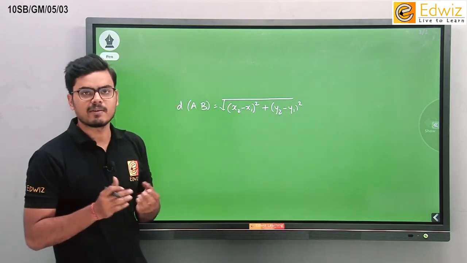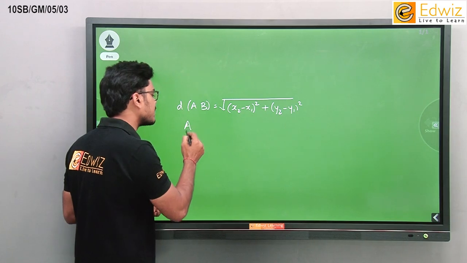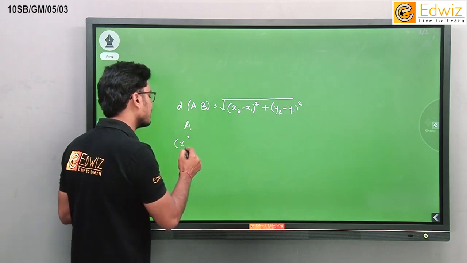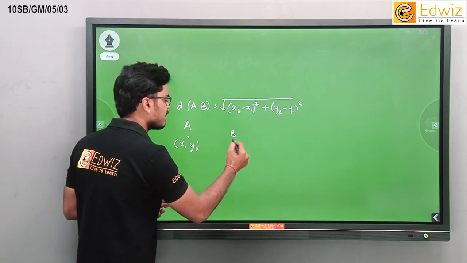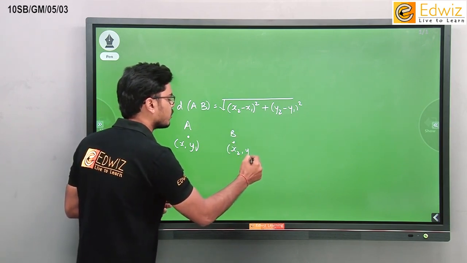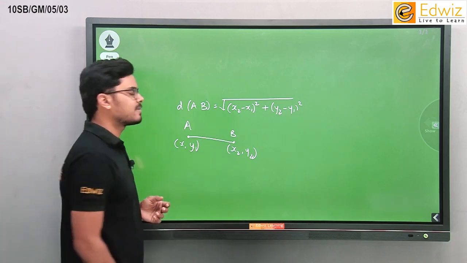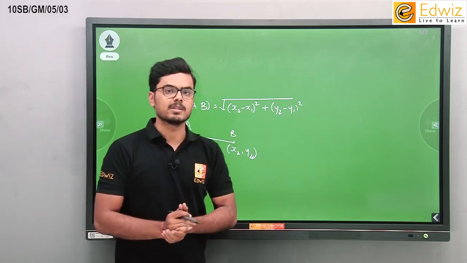Here, what are x1, x2, y1, y2? They are the coordinates of the two points. Point A suppose is x1, y1 and point B suppose is x2, y2. So if I have to find the distance between these two points, we do that by using the distance formula.